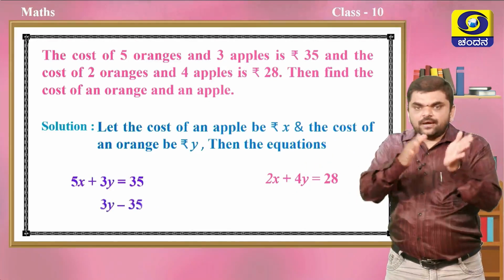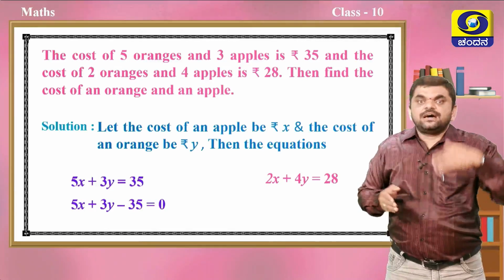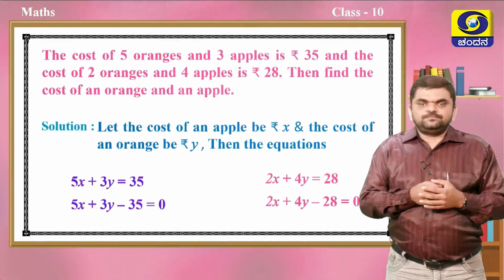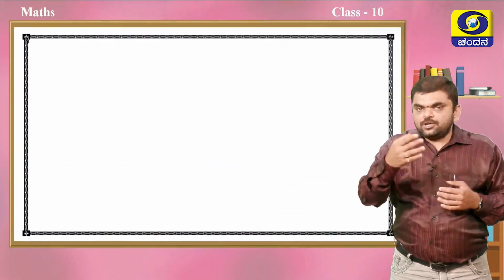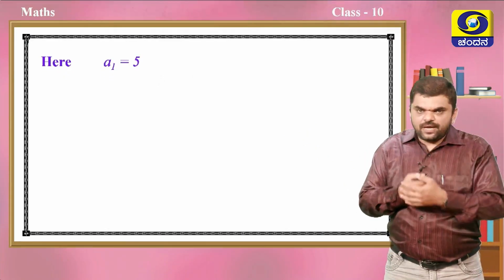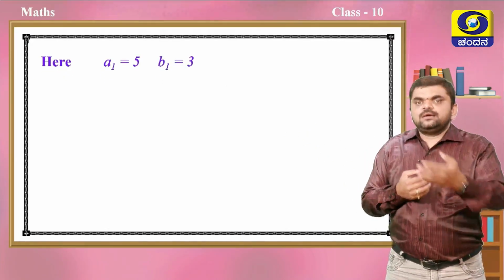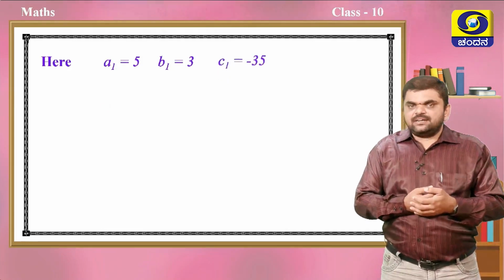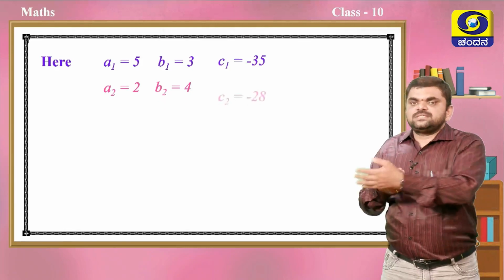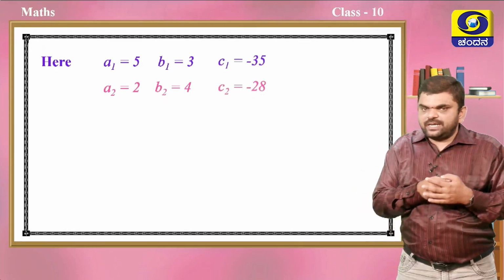So now we have to solve these two equations in the standard form, that is 5x plus 3y minus 35 is equal to 0. 2x plus 4y minus 28 is equal to 0. Now find out the value of a1, a2, b1, b2, c1, c2. So a1 is equal to 5, b1 is equal to 3 and c1 is equal to minus 35. Here a2 is equal to 2, b2 is equal to 4, c2 is equal to minus 28.